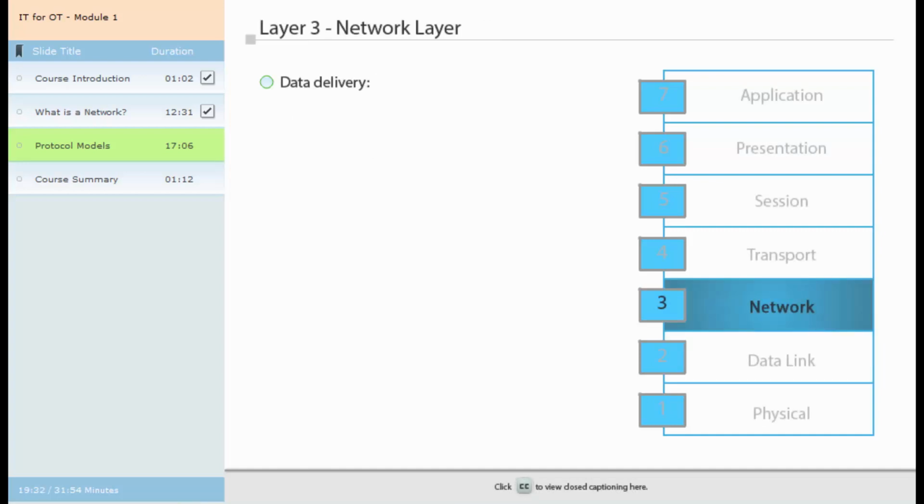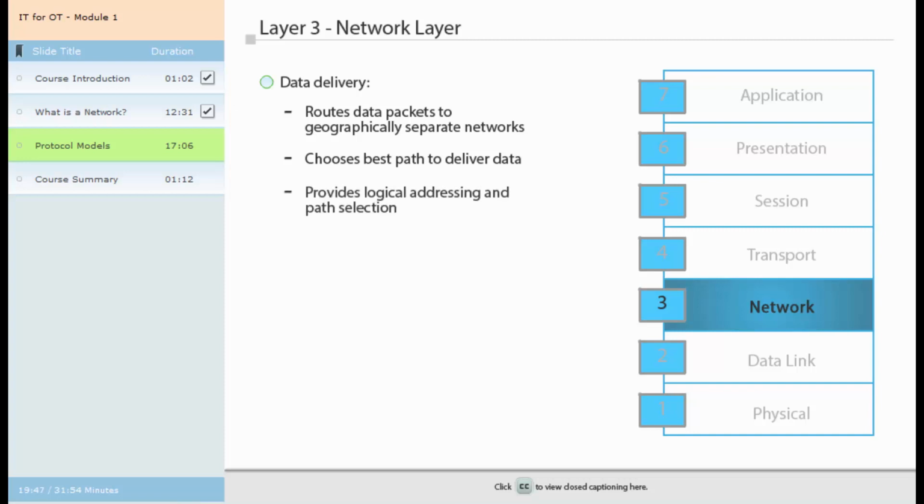Layer 3. The network layer provides connectivity and path selection between 2 host systems that may be located on geographically separated networks. The growth of the Internet has increased the number of users that access information from sites around the world. The network layer is the layer that manages the connectivity of these users by providing logical addressing.